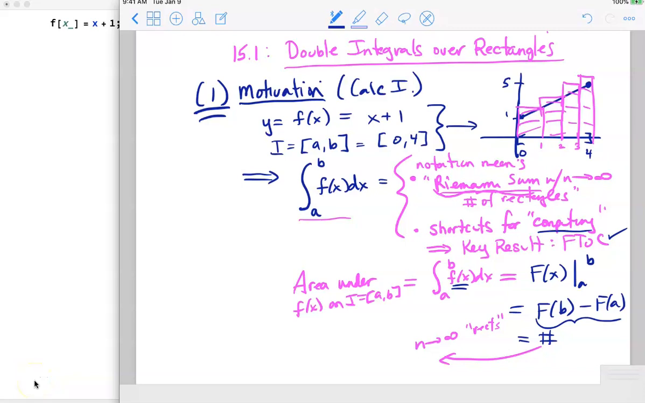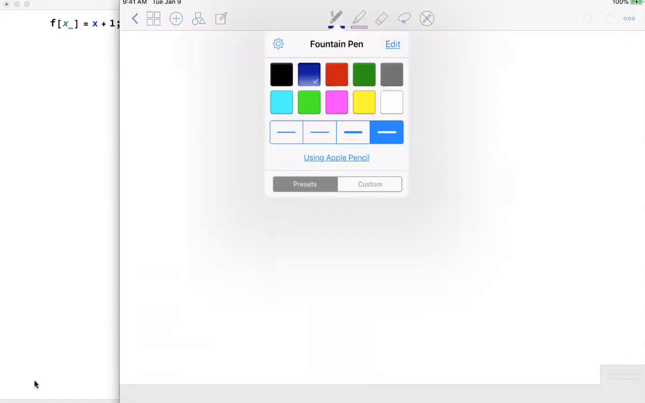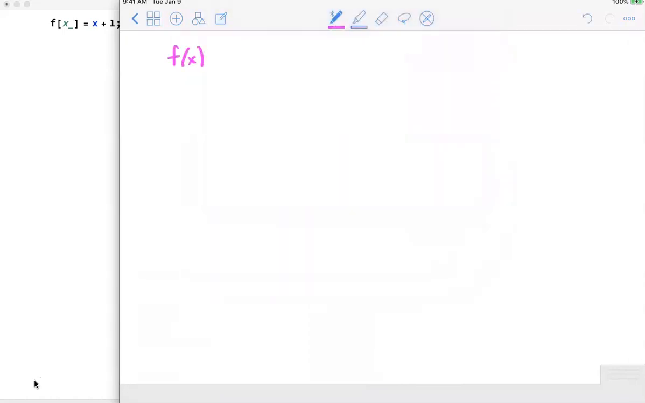So in this video, we're going to carry out the details of what we've outlined in a previous video. We're trying to make our way over to double integrals in Calculus 3, but we're going to remind ourselves about Riemann sums and the fundamental theorem of calculus from Calculus 1. So we're going to look at the function f of x is equal to x squared plus 1, on the interval I going from 0 to 4.